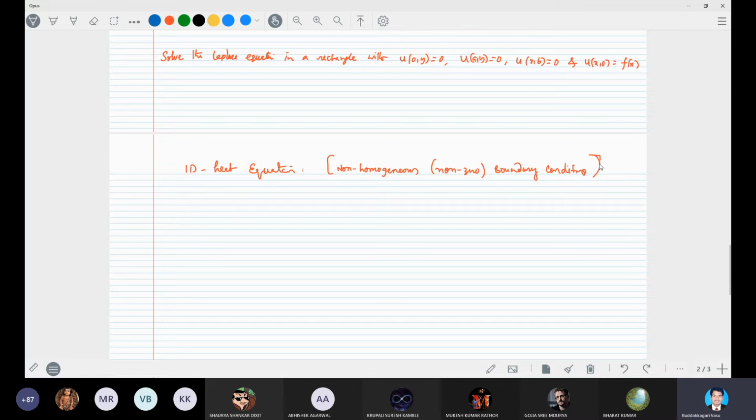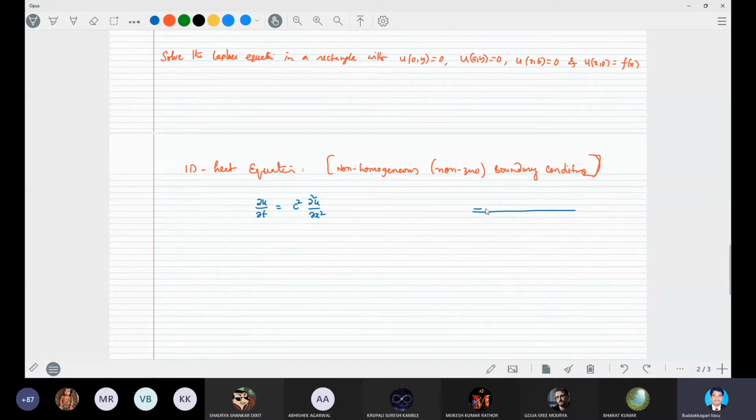Okay, so now we will look at the one-dimensional heat equation given by ∂u/∂t = c² ∂²u/∂x², right?